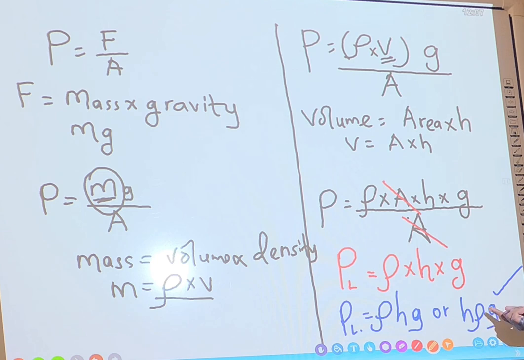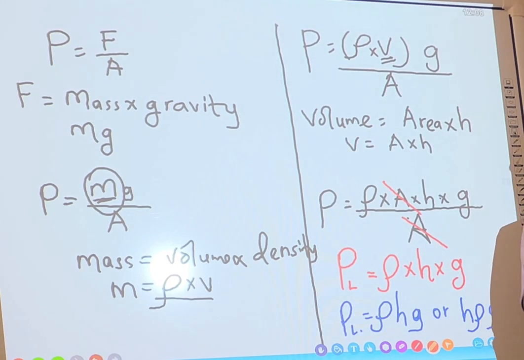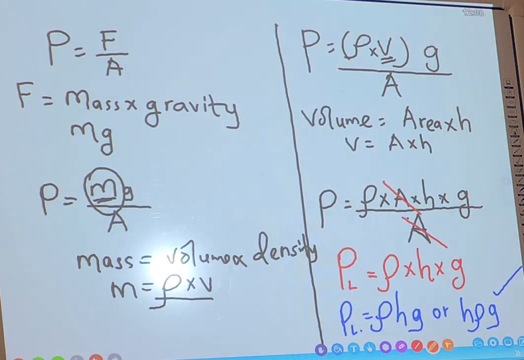Now, the density of water is constant, but other liquids like seawater have a different density from fresh water. Diesel has another density, and petrol a different density. Fresh water has a density of 1 gram per cubic centimeter, but in terms of kilograms per cubic meter, it is 1,000 kilograms per cubic meter.